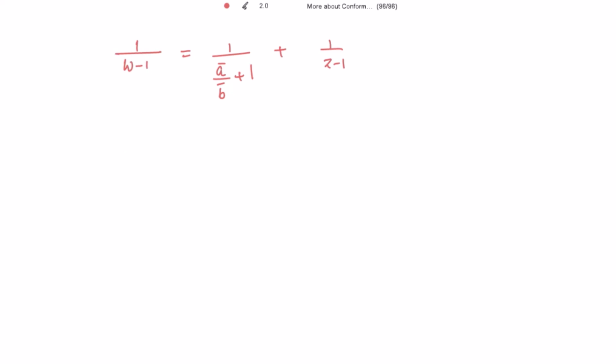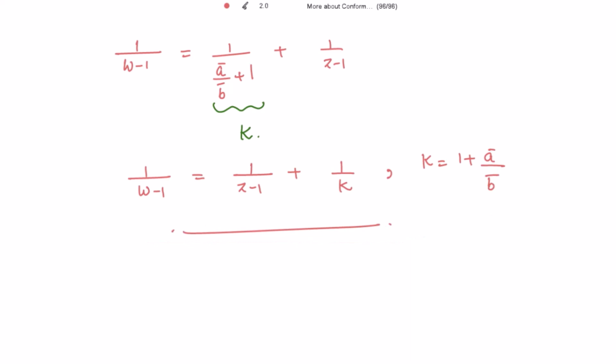Okay. Let's write this factor as k. So we get 1 divided by (w minus 1) equal to 1 over (z minus 1) plus 1 over k, where this k is equal to 1 plus a bar divided by b bar. Hence proved. So the required bilinear transformation can also be put in this form. Fine? Okay, thank you.